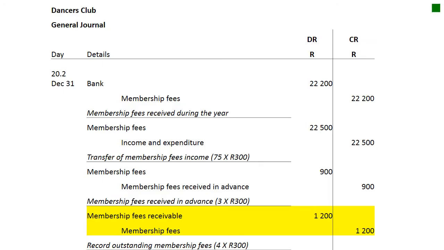So the very last journal entry, we actually had to go and look at what the balance was on the membership fees account. This is the balancing number, if you like. So to make the membership fees account balance, we saw we needed to have 1,200 on the credit side of the membership fees account, which means we have to debit membership fees receivable, the asset, with 1,200. That means there were effectively 4 members who still owed 300 Rand each.